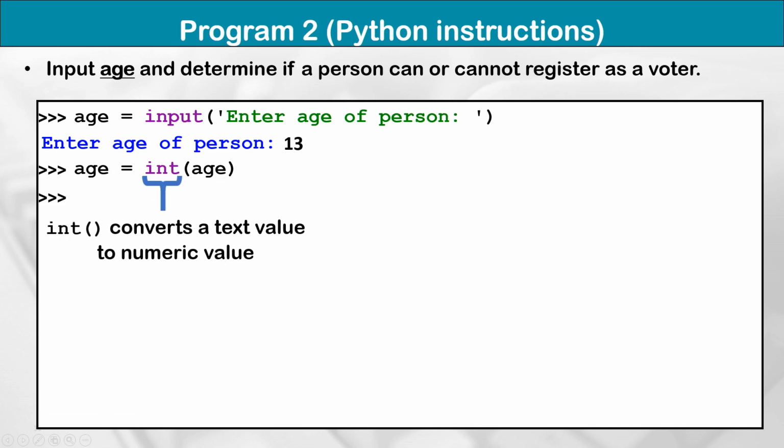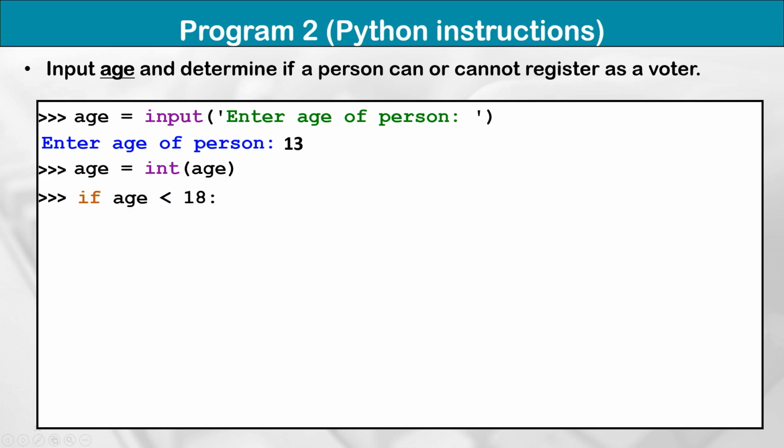Int converts a text value to numeric value. Next, we compare the value entered with 18. The if keyword will allow us to make a decision based on the comparisons. Remember, the if statement ends with a colon.